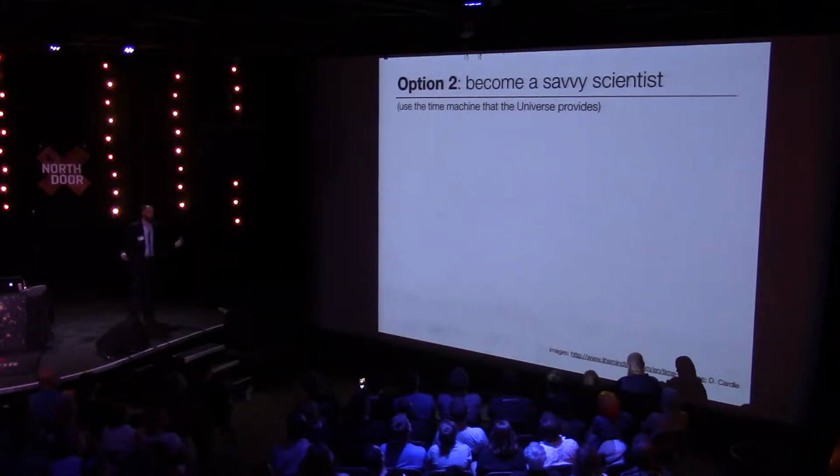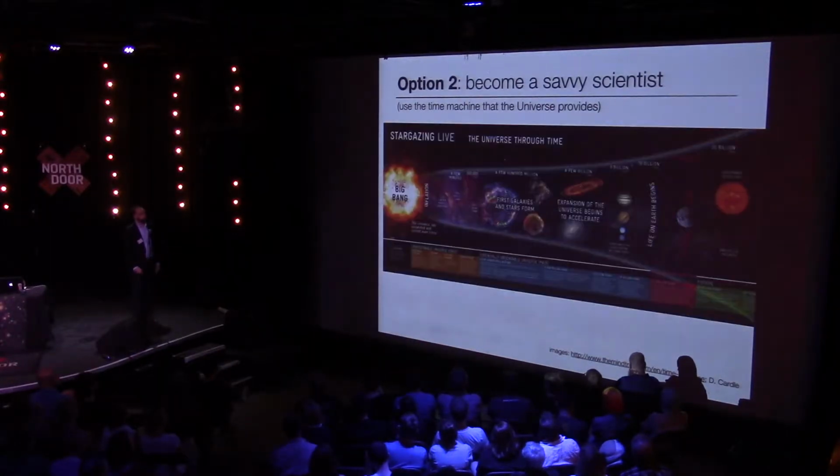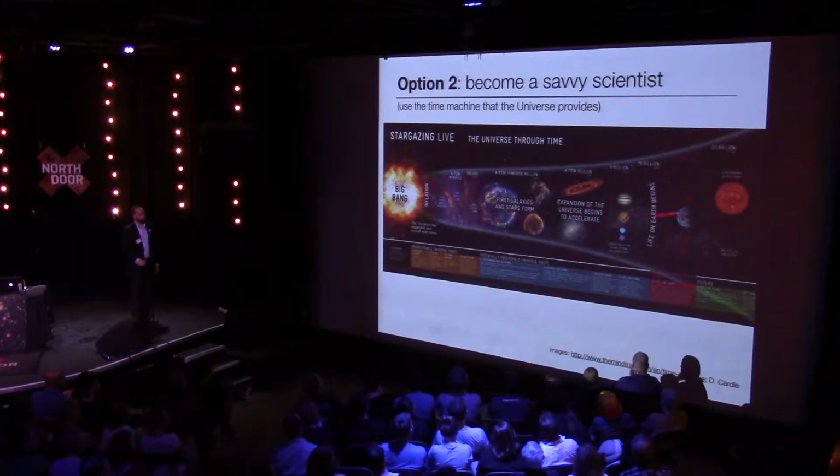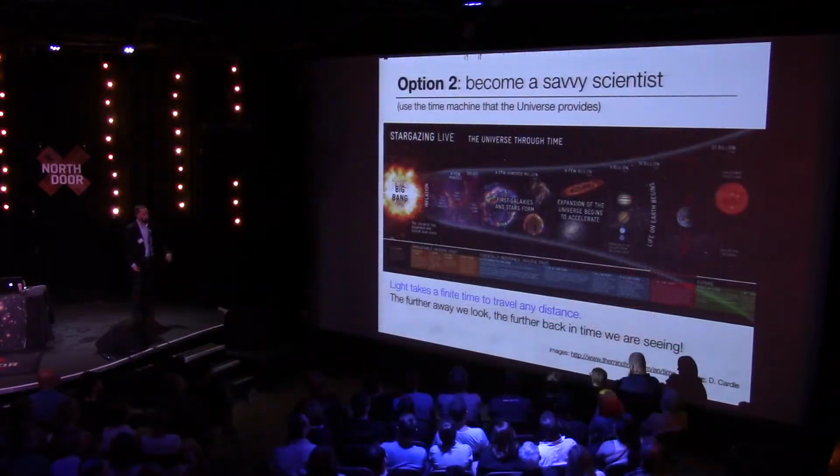So, I don't like working hard, but I'll try to become smarter and use the tools that we have at our discretion. And that tool is the time machine that the universe already provides us. So the universe is a time machine in the sense that we're sitting here at around 13.8 billion years after the start of the universe. And as we look back, we see light from various different events that happened at various different times in the universe. And the reason for that is that light takes a finite time to travel from anywhere to come to us, okay? So the further away we look, the further back in time we're actually seeing. So for us, the universe actually really is a time machine.